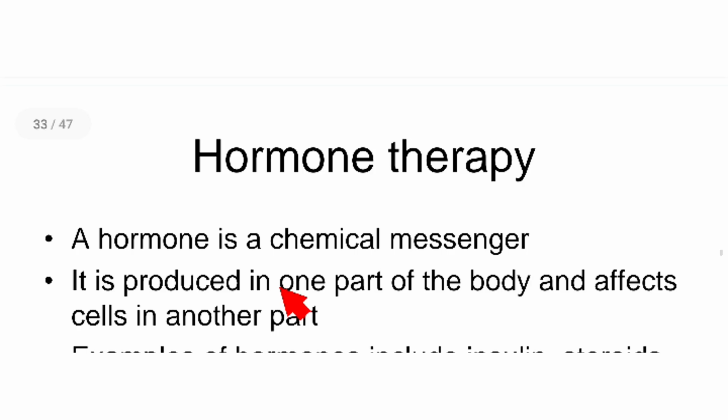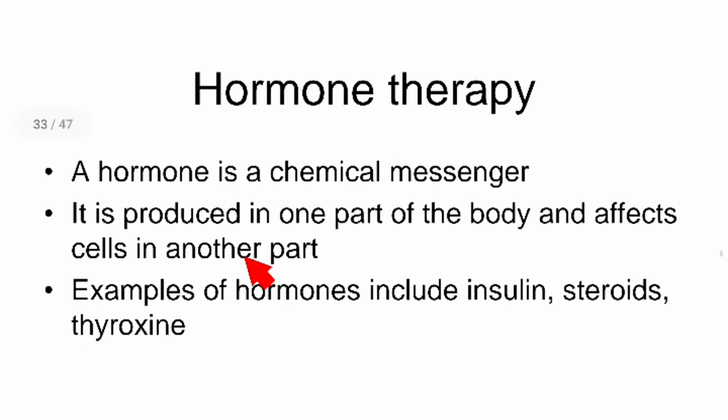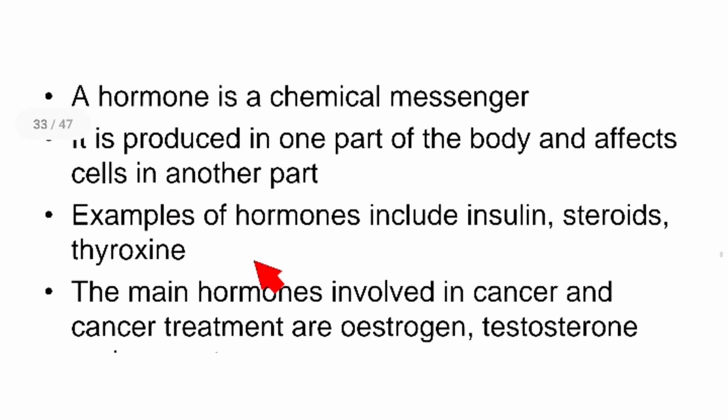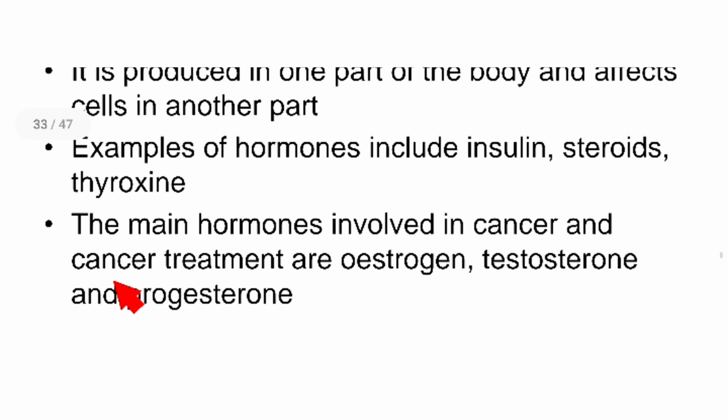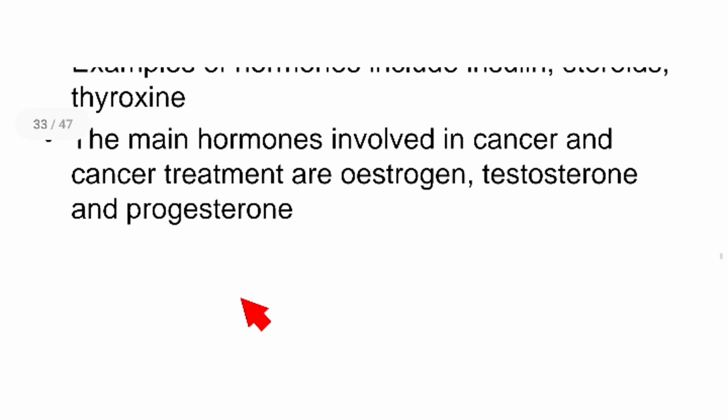Hormonal therapy is a type of cancer treatment. A hormone is a chemical messenger. It is produced in one part of the body and affects cells in another part. Examples of hormones include insulin, steroids, and thyroxine. The main hormones involved in cancers and cancer treatment are estrogen, testosterone and progesterone.